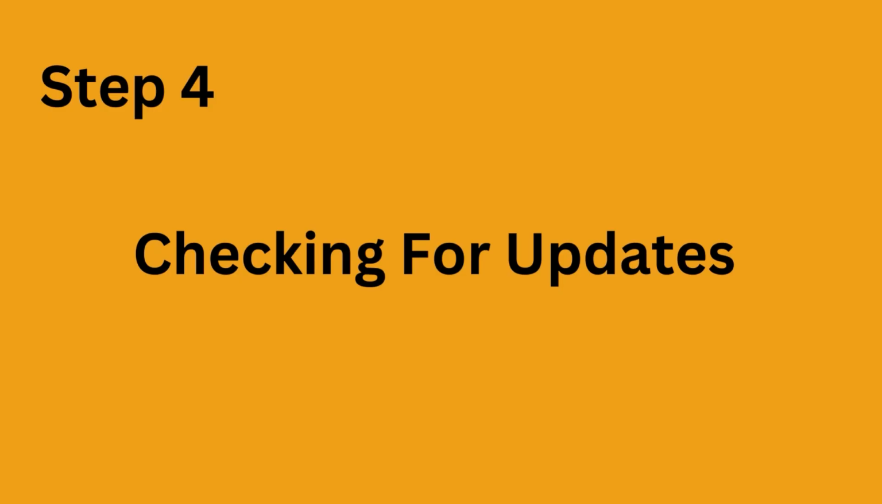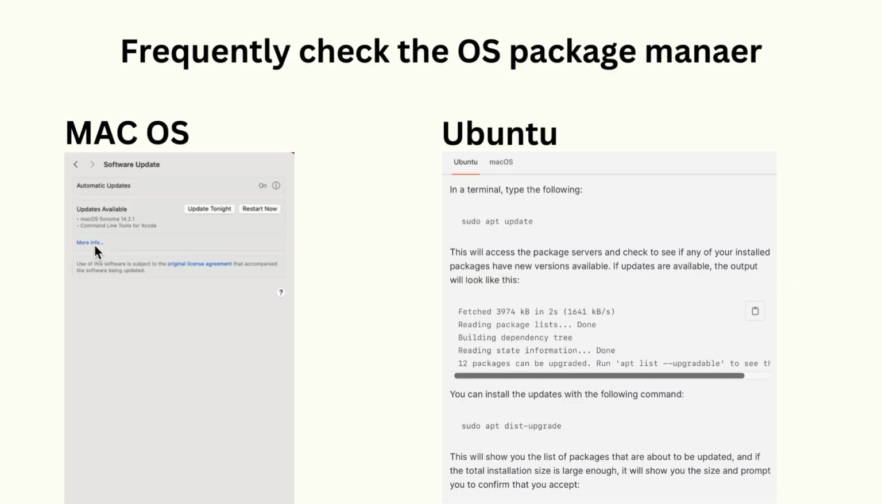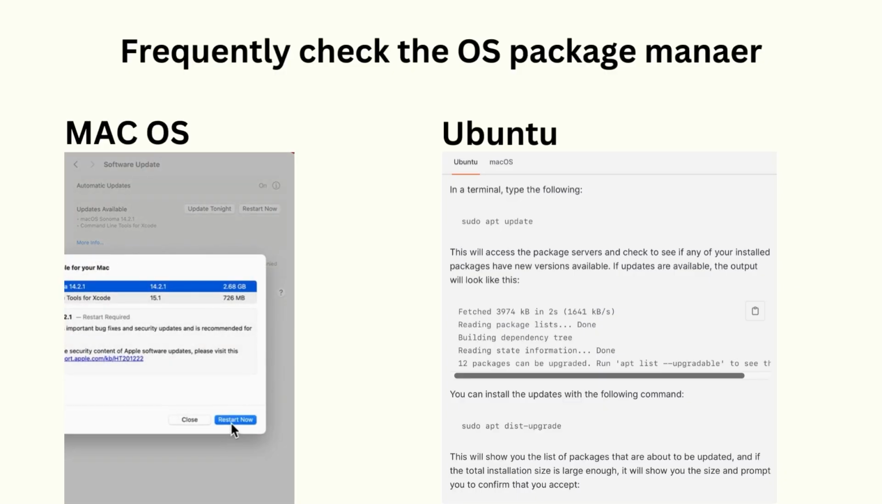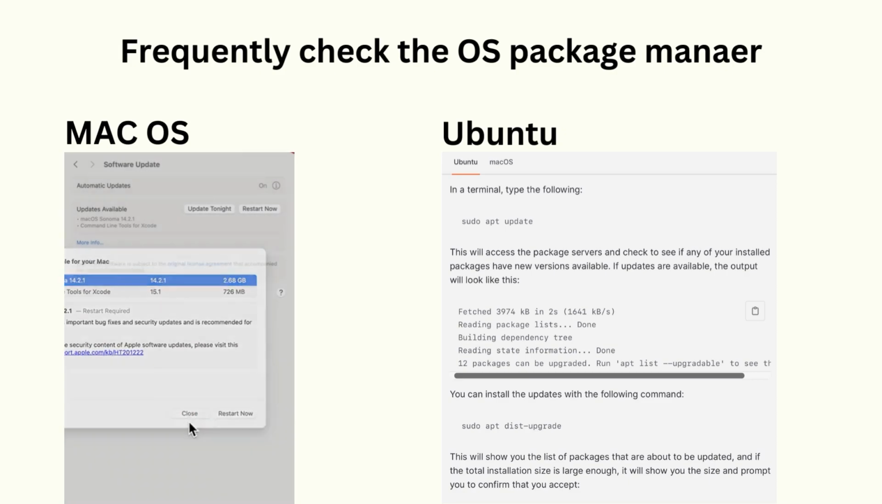Our last step will be checking for updates. It's very important, and the responsibility of the node operator, to make sure that they have an updated system and updated security patches. Frequently check the operating system package manager. Now, for my Mac, I'll need to go into my system settings and update my software.